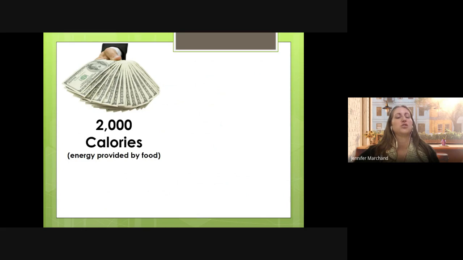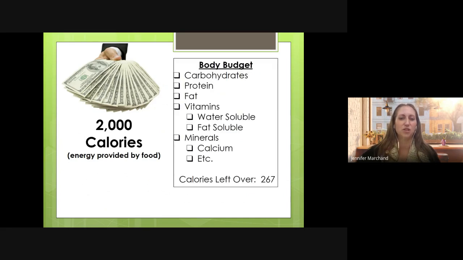Okay. All right. So now let's take a look at this analogy as if it were 2,000 calories provided by energy from food. So the things that we need for a monthly budget, we have to have carbohydrates, we have to have fat, we have to have proteins, we got to have our vitamins, both water soluble and fat soluble, and then we have to have our minerals, calcium, etc. Now we've got 267 calories that are left over. So what are we going to do here?